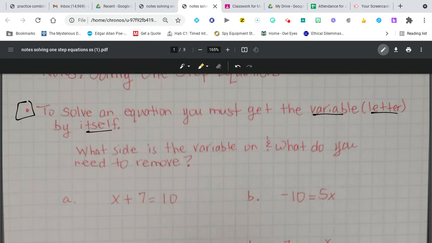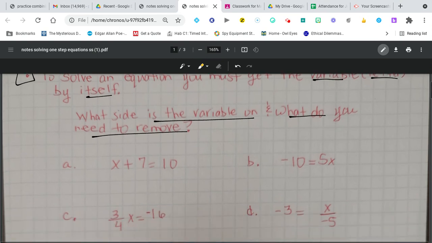And then once you get that variable on one side of the equal sign by itself, you can consider it solved. It says, what side is the variable on, and what do you need to remove in order to get the variable by itself? So I always have my students draw lines. The variable is on the left side of the line, and the only number I need to remove to get the variable by itself is this positive 7, okay?